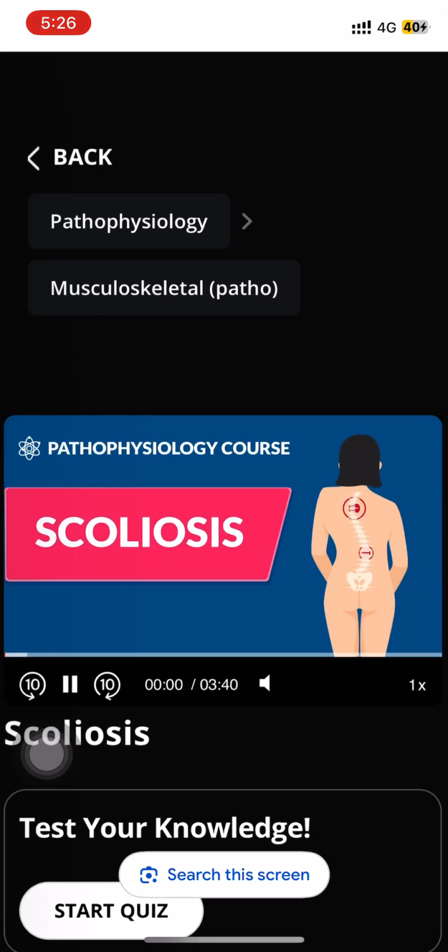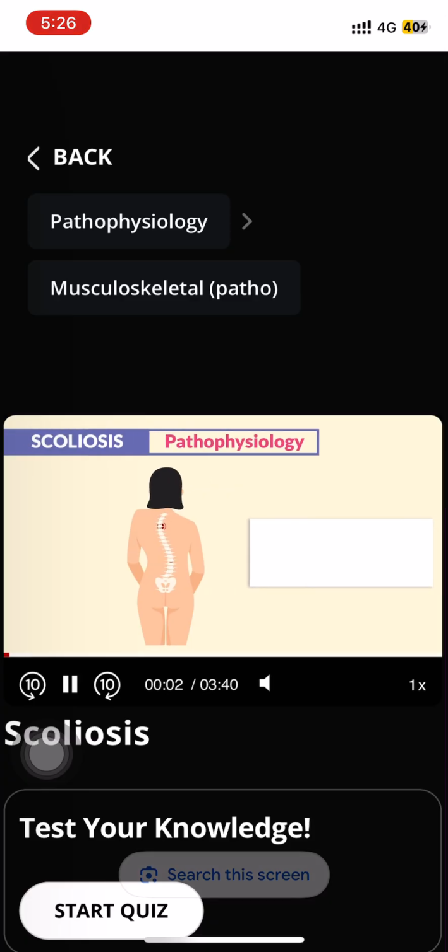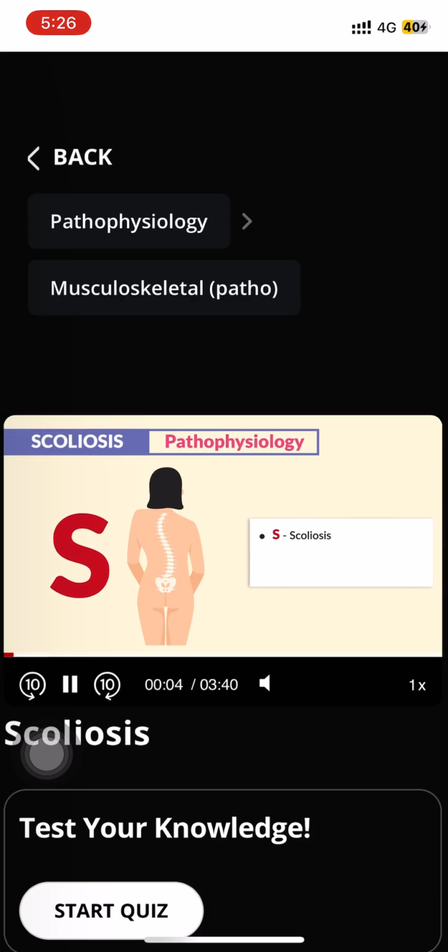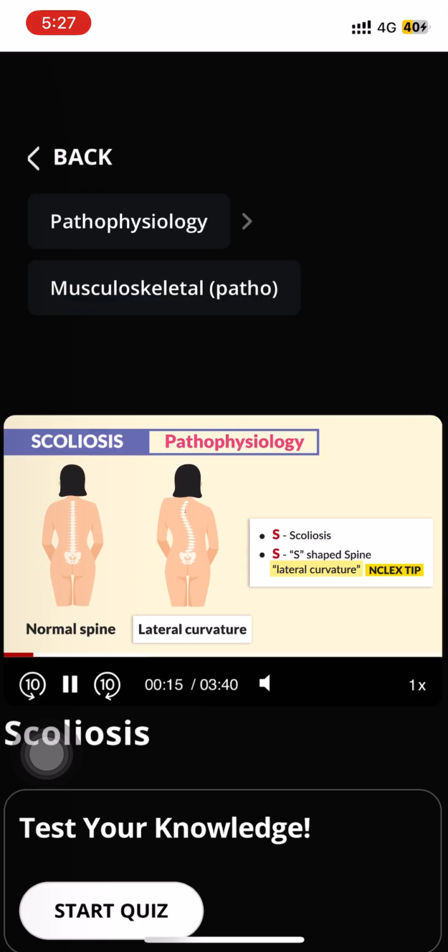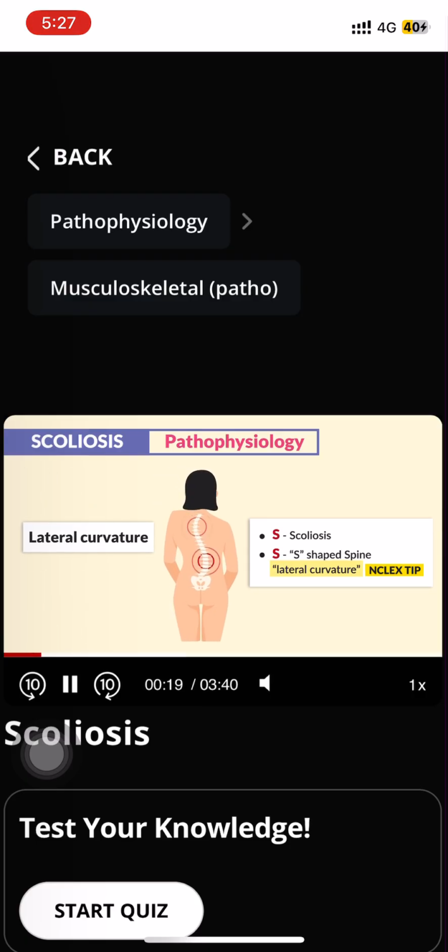Now for scoliosis. For the pathophysiology, think S for scoliosis as S for an S-shaped spine, also called lateral curvature. So write that down. Big NCLEX tip. We get abnormal sideways curvature of the spine. So write it down. Lateral curvature is that S-shaped sideways spine.